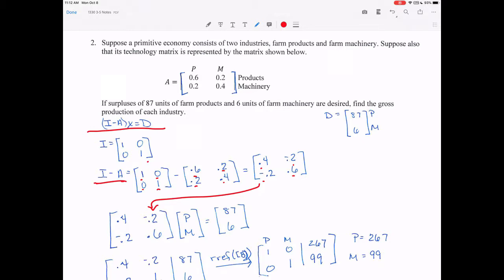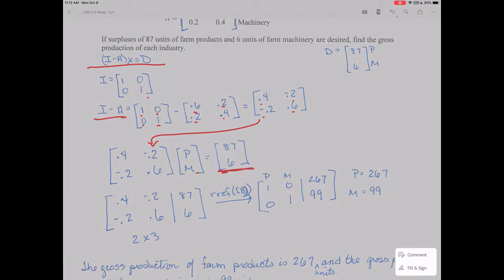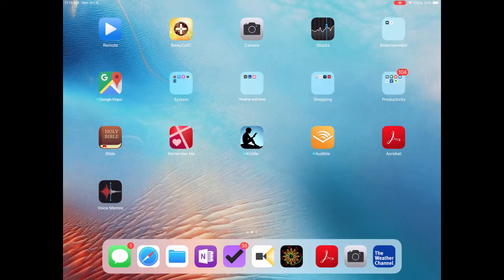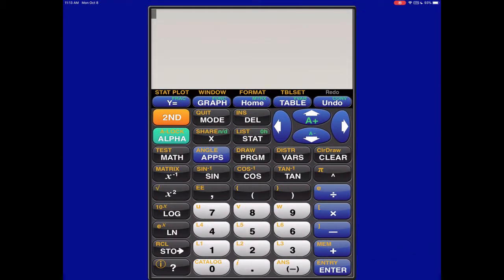All right? Your products and machinery is right here. Your solution matrix is right there. So the matrix you're going to enter into your calculator is this matrix. So here's what goes into your calculator. After you subtract I minus A, this is the matrix that goes into your calculator. All right, so now I'm going to jump to my calculator. And I actually have this as matrix B. Okay? So this is matrix B.